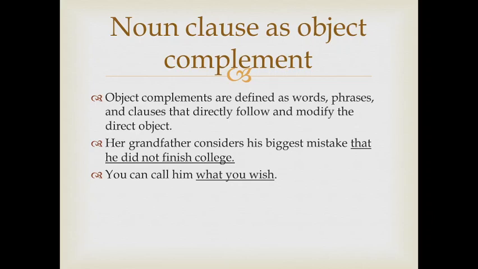Example: her grandfather considers his biggest mistake that he did not finish college. Her grandfather considers his biggest mistake. His biggest mistake is the object there, and that he did not finish college is the noun clause there. And what is the function of that noun clause in that sentence? It complements the object, that is, his biggest mistake. That he did not finish college is his biggest mistake.